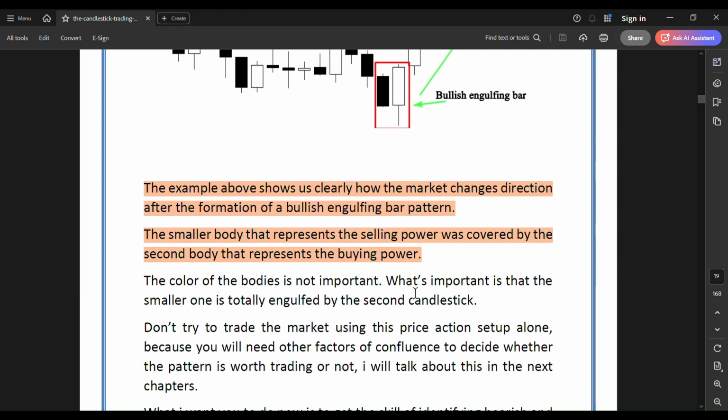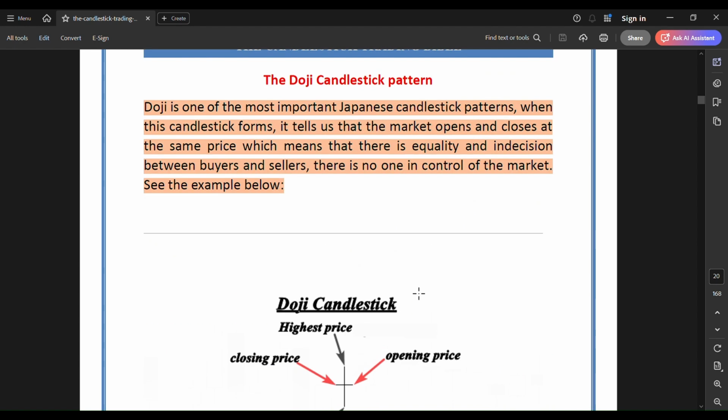Okay, so in the example above, it shows us clearly how the market changes direction after the formation of a bullish engulfing bar pattern. The smaller body that represents the selling power was covered by the second body that represents the buying power. Okay, moving on.